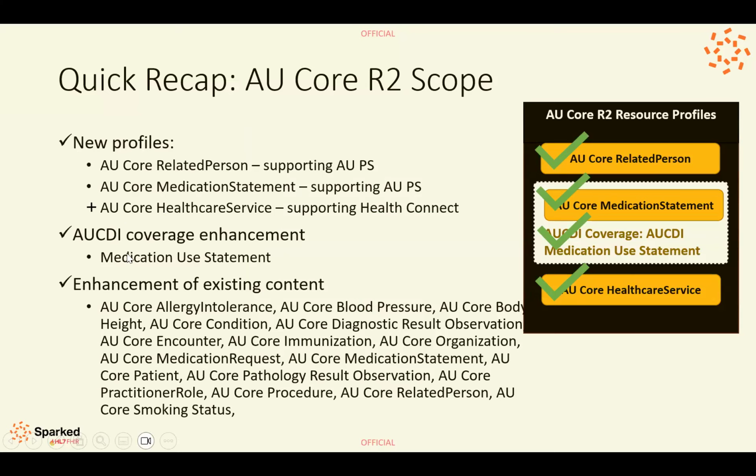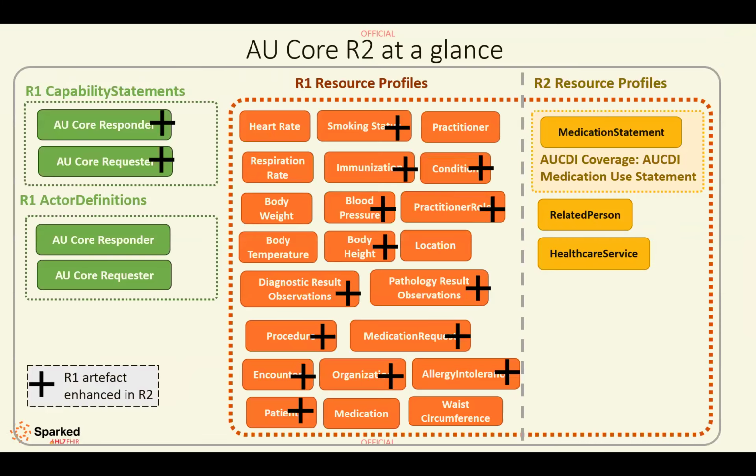We've now got coverage of medication use statement, and we enhanced a bunch of different profiles. These are all the profiles where we've made a change through AU Core R2. It's probably easier to see that in this visual, where the little pluses are where we've made a change throughout AU Core R2. So we've actually done a pretty good amount of work. The changelog in AU Core will list the specifics and link off to the JIRAs on what change actually happened.